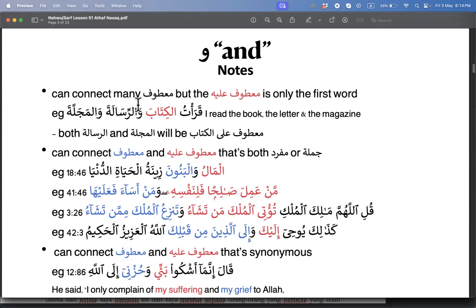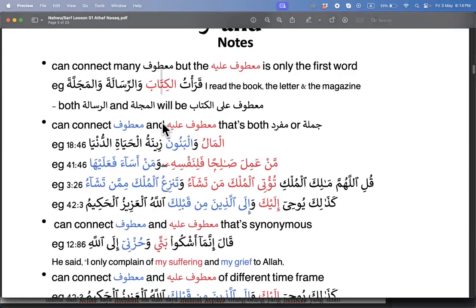So when you have the same Harf Atifah, everything will follow this one. You don't say al-majallah is maktuf ala risalah. You don't say that. You say everything is maktuf ala kitab, because this is the one that is maf'ulun bihi, the one that has the solid i'rab. The rest is all just following it only.